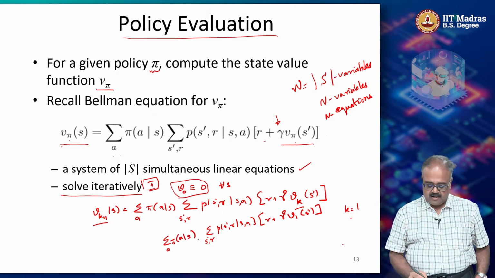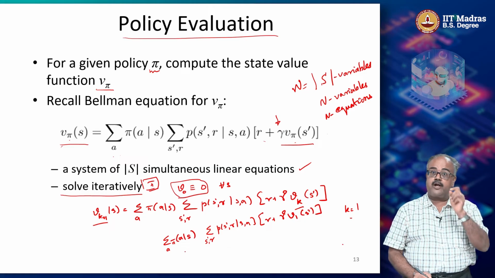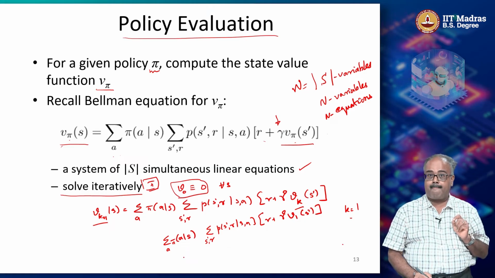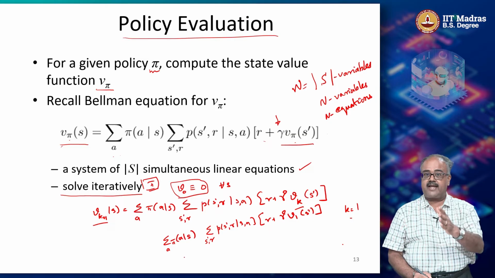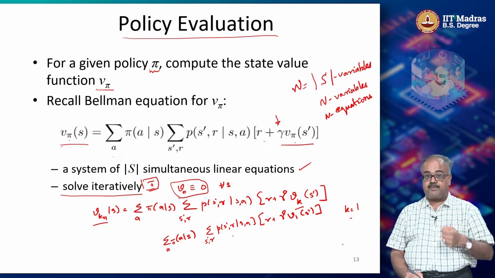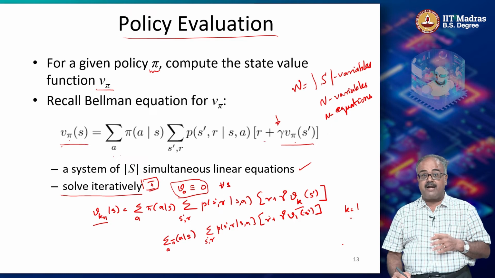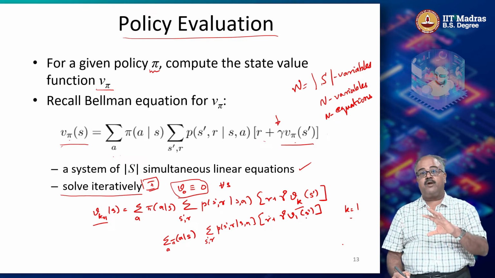So what does this mean? I'm going to start from state S, take action according to policy pi. I'll go to some next state S prime. Then I look at the reward I get for going to the next state S prime, plus gamma times V1 of S prime. So what is V1 of S prime?